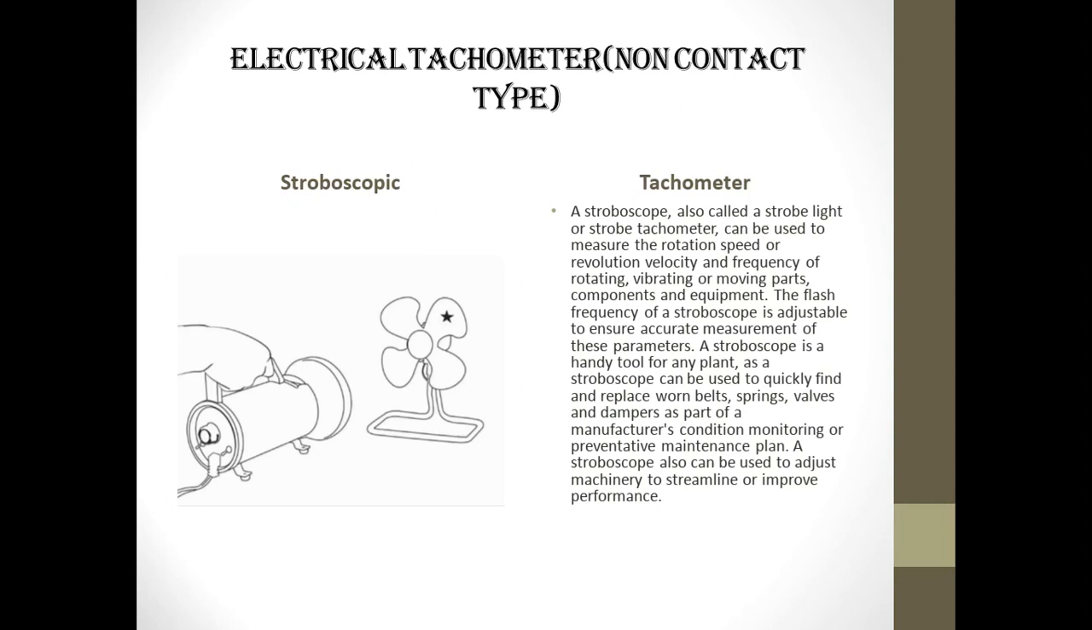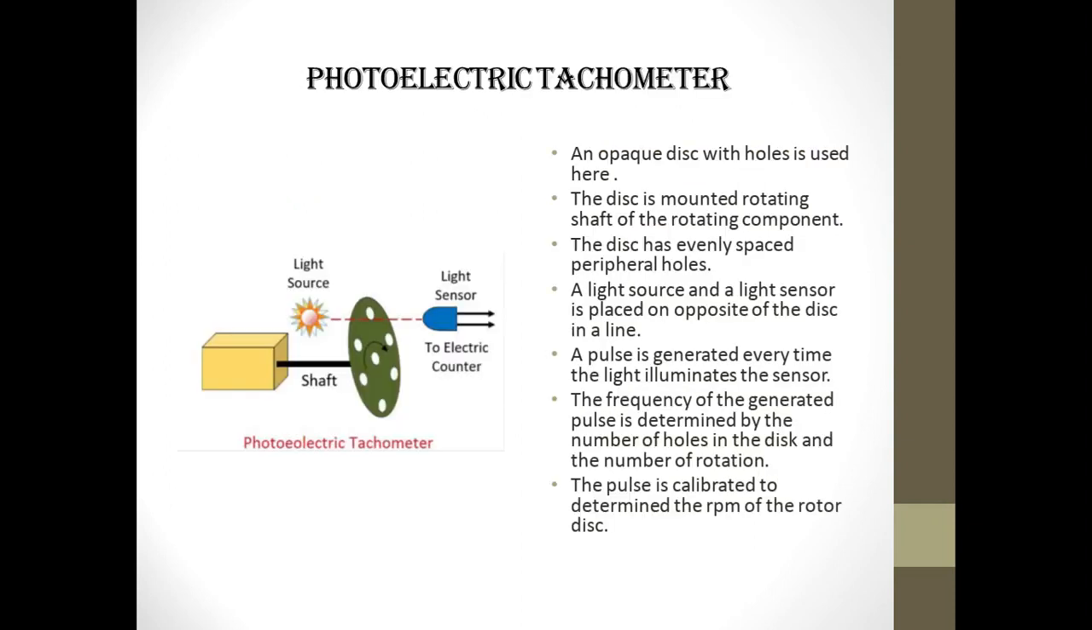After the stroboscopic type tachometer, the next speed measurement device is the photoelectric tachometer. The photoelectric tachometer consists of a disc which has a number of equidistant holes on its periphery. At one side of the disc there is a light source which is fixed, and on the other side of the disc and in line with the light source, a light sensor such as a phototube or a photodiode or some photosensitive semiconducting device is placed.